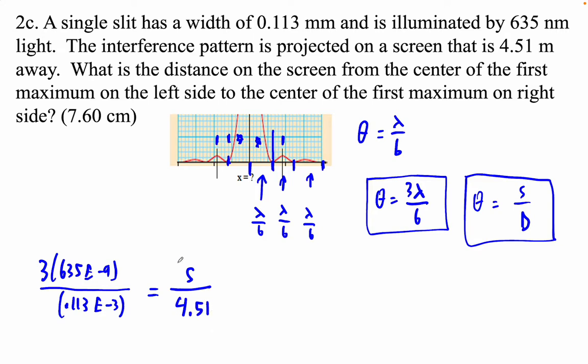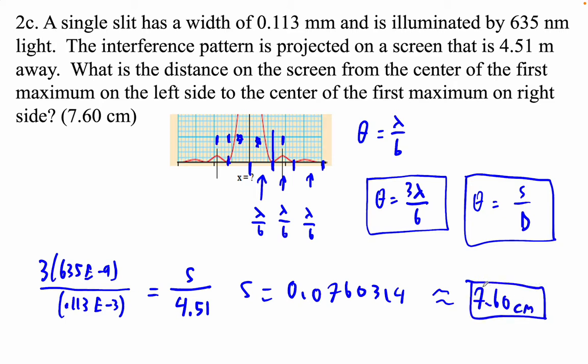So this is the angle on the screen. This is the angle as far as the wavelength goes, right? Okay. So I think we can do this. We're going to go 4.51 times 3 times 635 E minus 9 divided by 0.113 E minus 3. And I get that s equals 0.0760314, or that's 7.60 centimeters.